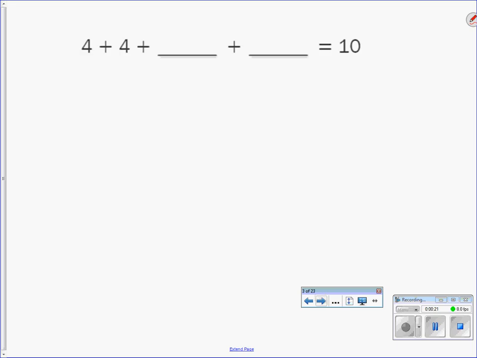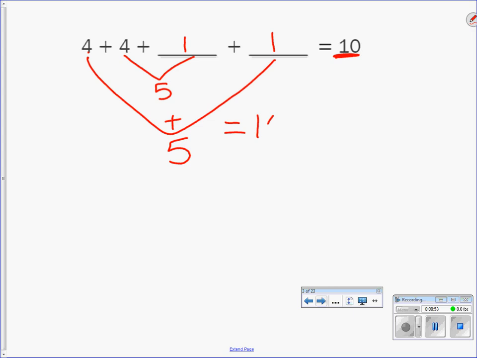4 plus 4 plus what equals 10? So we need our combination of 4 that would equal 10. If we did 4 plus 6, that's going to equal 10, but we only need 10. So we want to make these numbers so that they will equal 10. If I add one more, that's 5, and one more, that's 5 more. So 4 plus 1 is 5, and 4 plus 1 is 5, and 5 plus 5 is equal to 10.